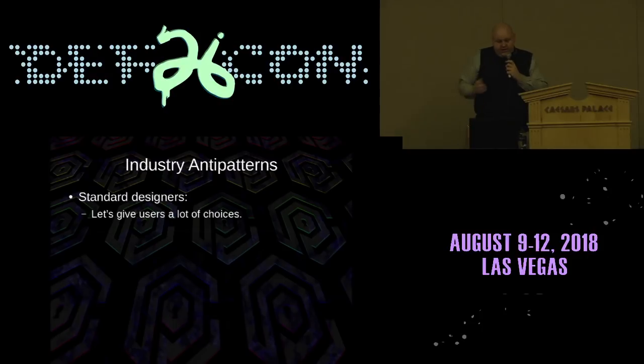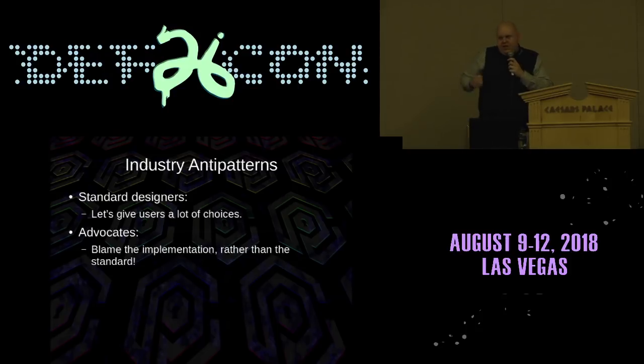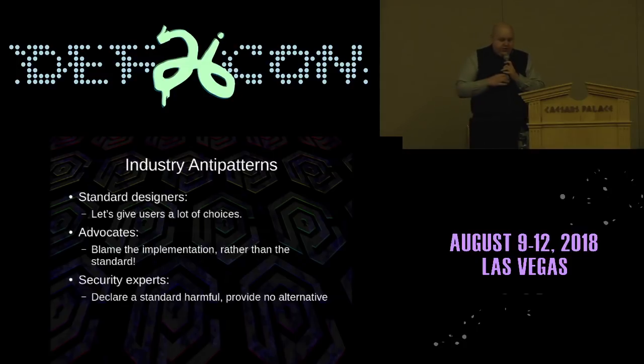So the people who design standards say, let's give users lots of choices. In case one of them turns out not to be a good one, then we can just deprecate that down the line. Which never happens. You still see systems using RC4 today. Their advocates will blame the implementation rather than the standard. Security experts will look at this and say, okay, well, don't use this standard. You know, don't use JWT.